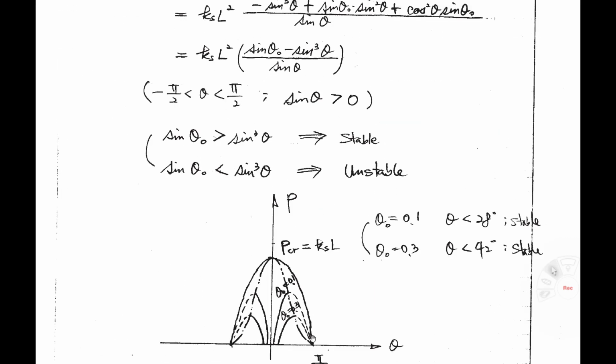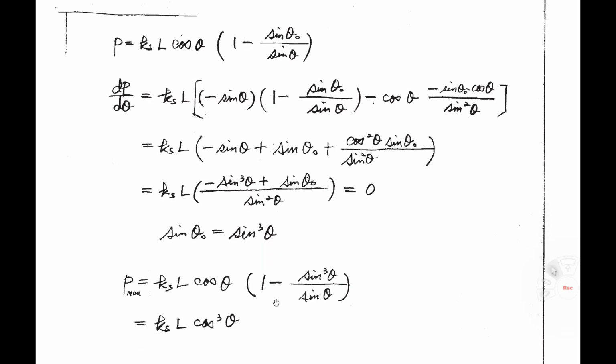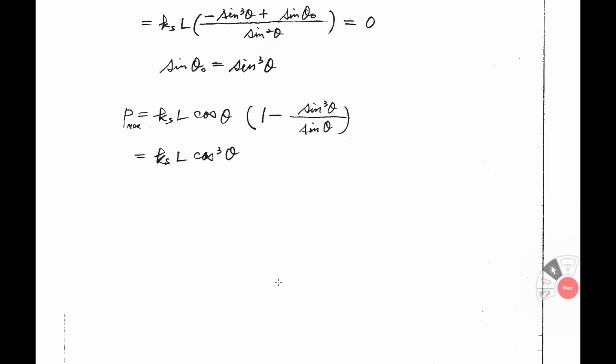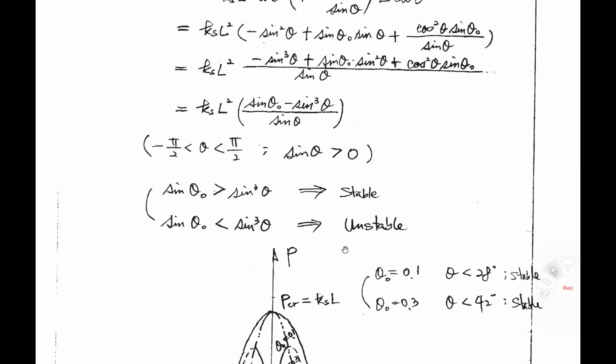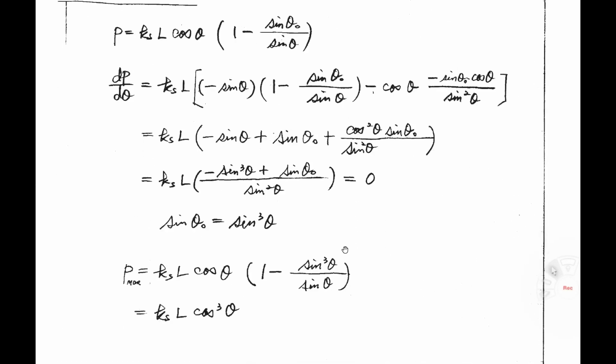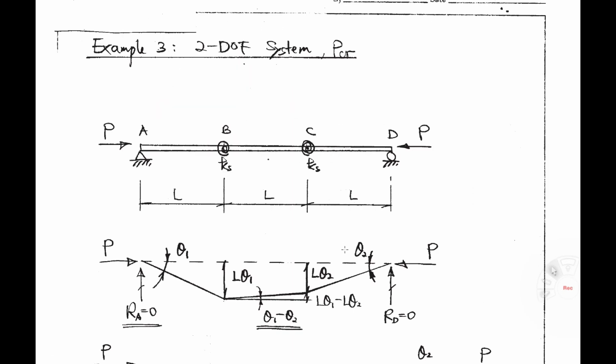This peak value, that means this line. Oh, we can also get this kind of curve in addition. Okay, that is example 2. So far you did one DOF problem because you have one rotational spring or one translational spring. I'll show you two DOF system.